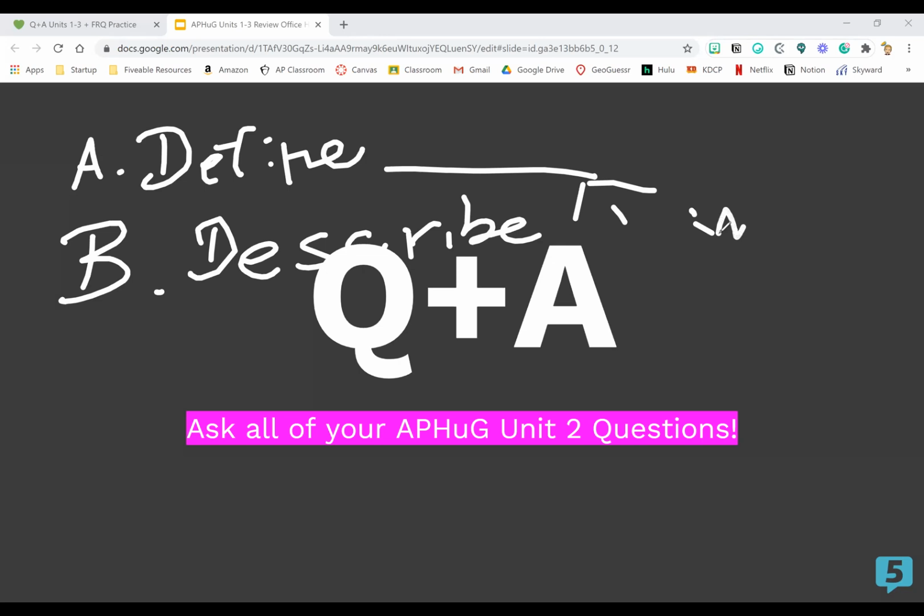Okay, so basically what I was talking about was the standard AP Hug FRQ format. So part A is going to be defining or identifying some vocab word based on a definition, or you're just going to give them the definition. Usually it's pretty easy and it's worth like 1 point. Your second part, B, is usually going to be a describe this vocab word, but in this situation.